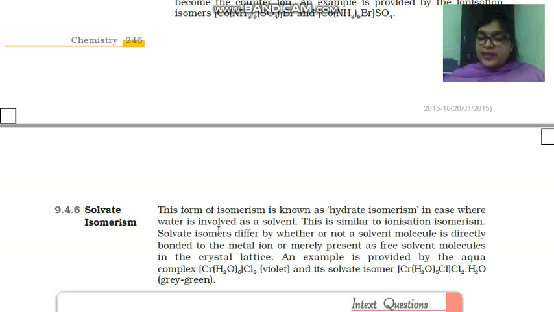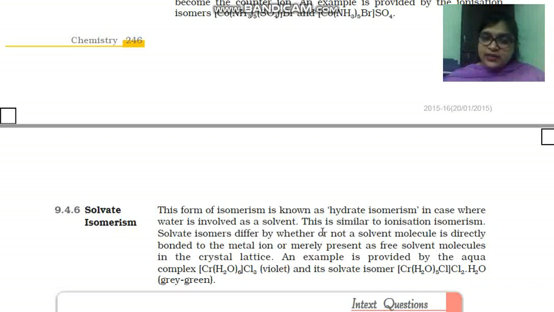Solvate, children, is related to water. If it is solvate, then it will be related to water. So this form of isomerism is known as hydrate isomerism, in the case where water is used as solvent. This isomerism is also known as hydrate isomerism when water is involved as a solvent.